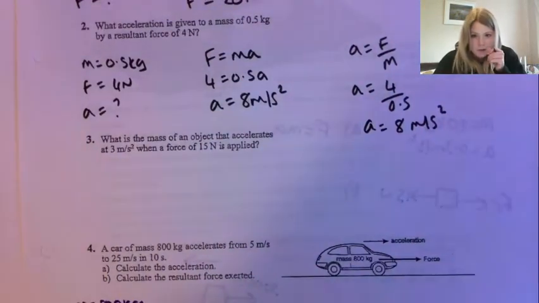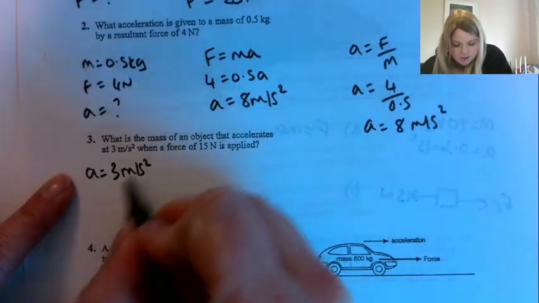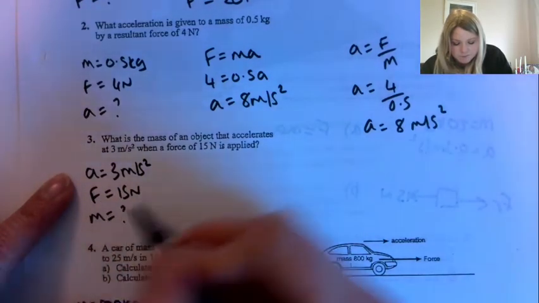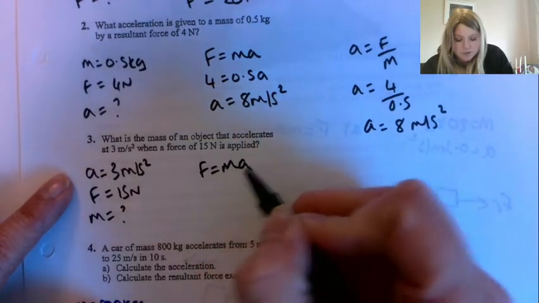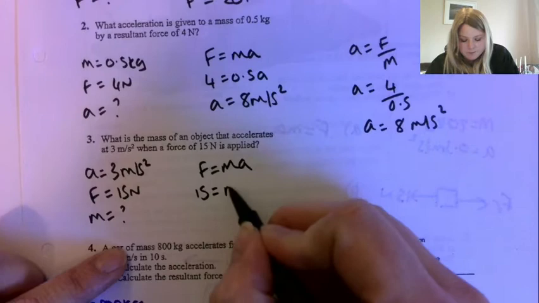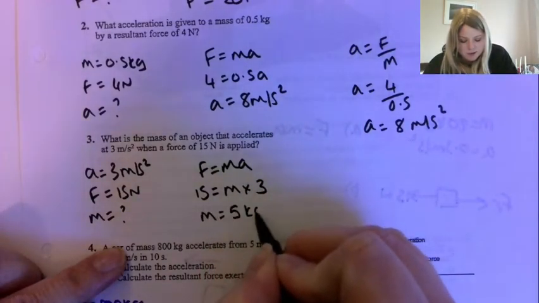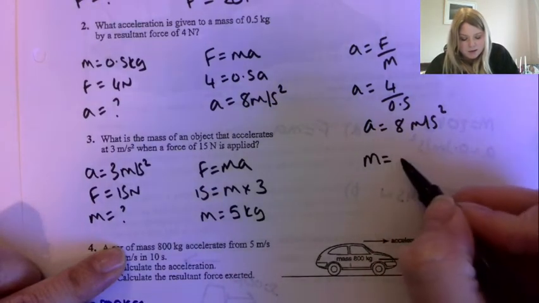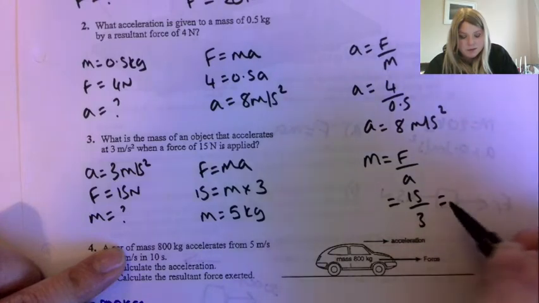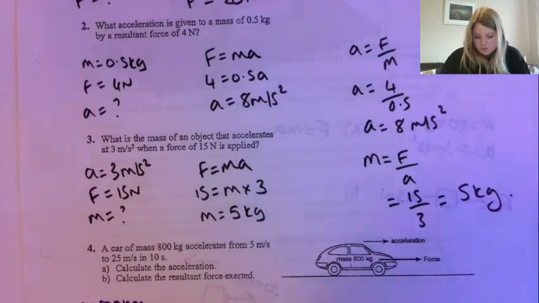Okay, 3. What is the mass of an object that accelerates at 3 meters per second squared when a force of 15 newtons is applied? So again, we can do either. Just start off with our original equation, substitute in our values, 15. Divide both sides by 3, we're going to get a mass of 5 kilograms. And again, we could have started off with that rearranged, m equals F over a. So 15 over 3, which is going to get us the 5. Okay, now those ones were nice and straightforward.